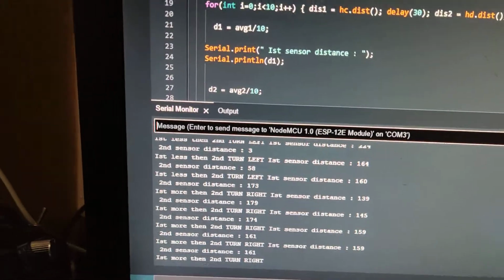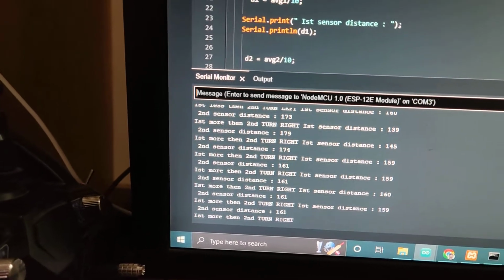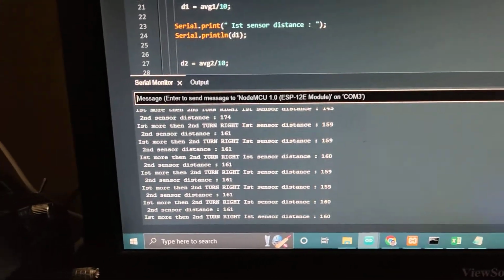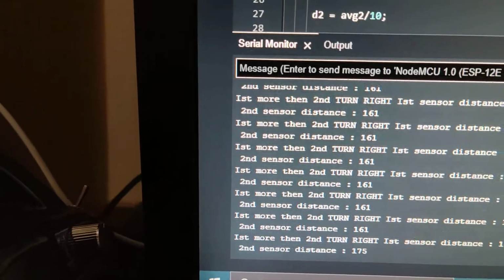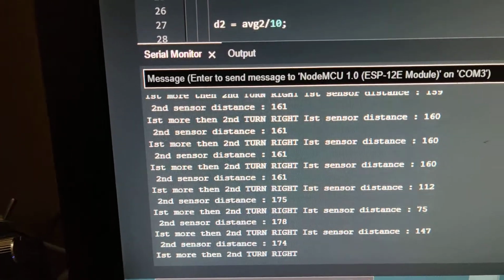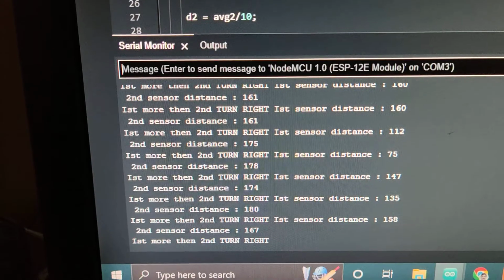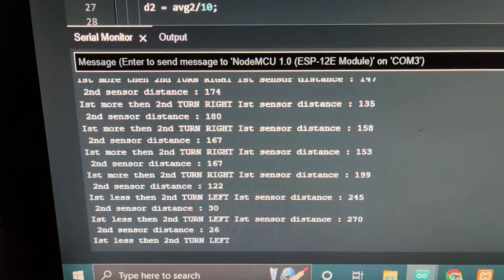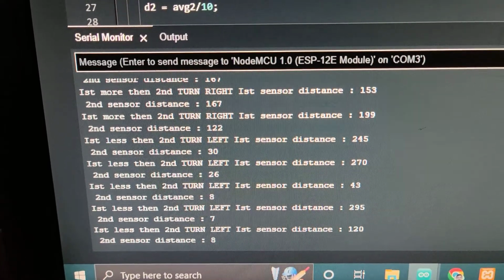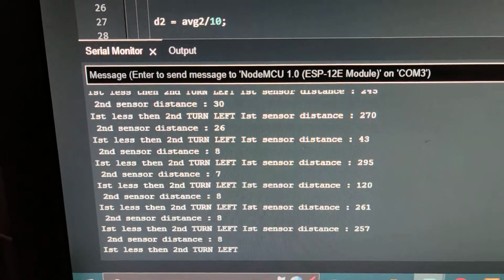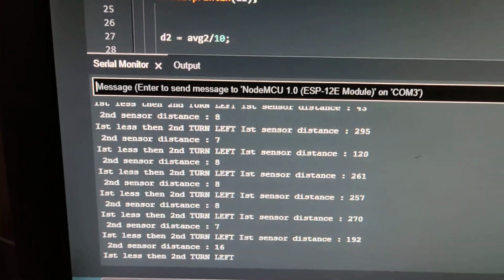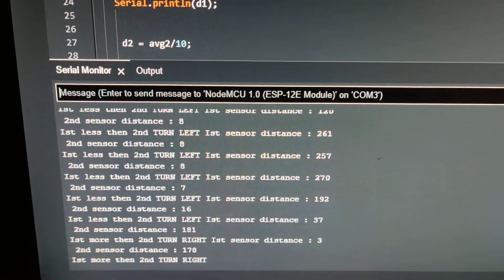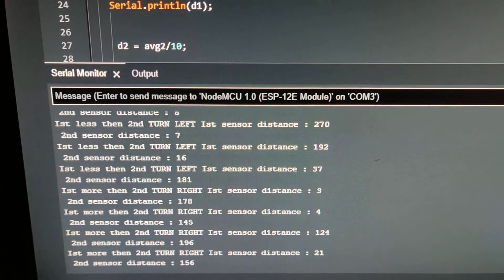So what happens? It measures the D1 and D2 distances, and it compares that if D1 is more than D2, turn the servo motor in the left direction. That I am also displaying, whether it is turning in the left direction or the right direction. So it will keep on changing. Suppose I am putting my hand, you see that now it has gone to the left direction. Now I put it at the other sensor. You see that it is turning to the right direction.